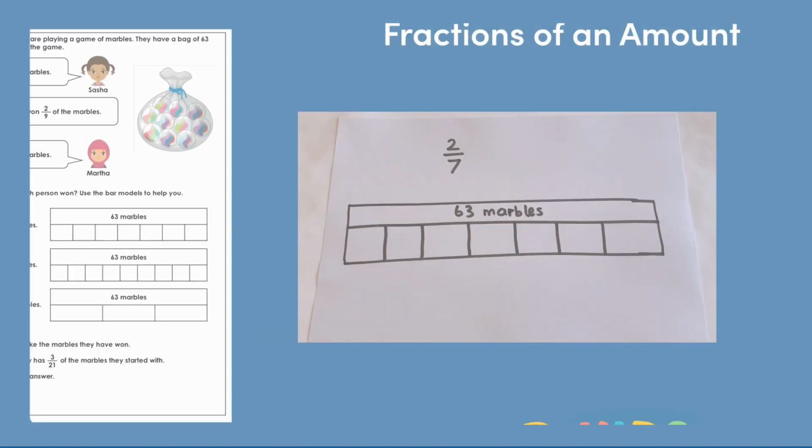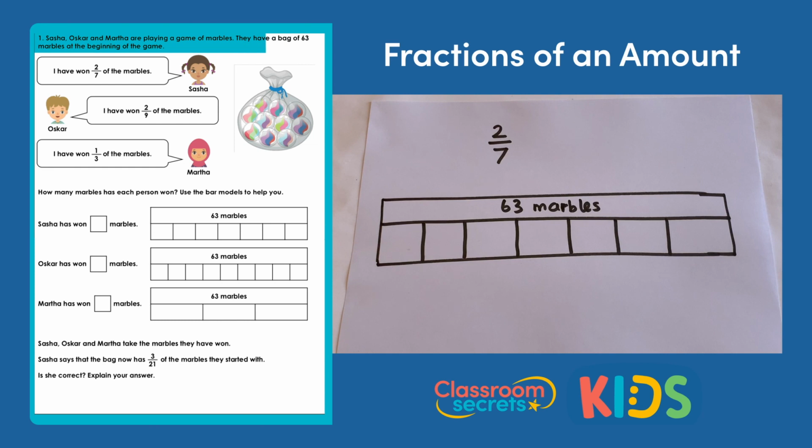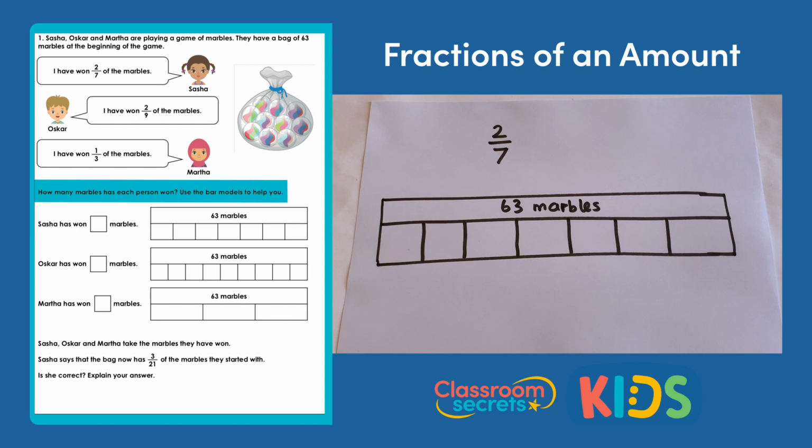This video will talk you through the answers for the fractions of amounts worksheet and we'll talk you through some of the tricky bits. This problem says Sasha, Oscar and Martha are playing a game of marbles. They have a bag of 63 marbles at the beginning of the game. Sasha says, I have won 2/7 of the marbles. Oscar says, I have won 2/9 of the marbles. And Martha says, I have won 1/3 of the marbles. How many marbles has each person won? Use the bar models to help you.